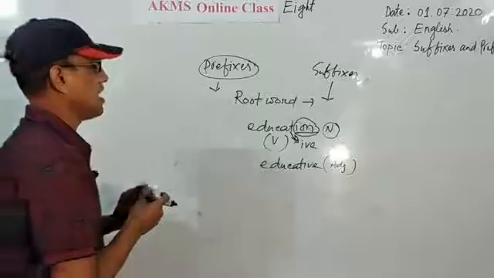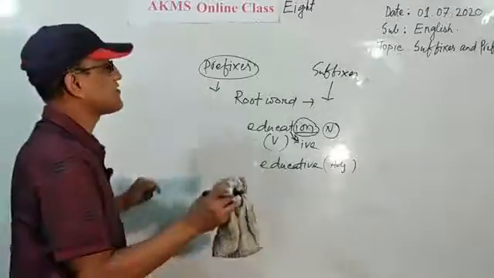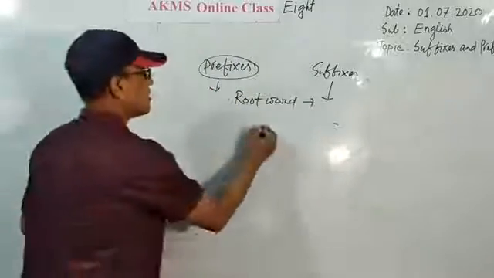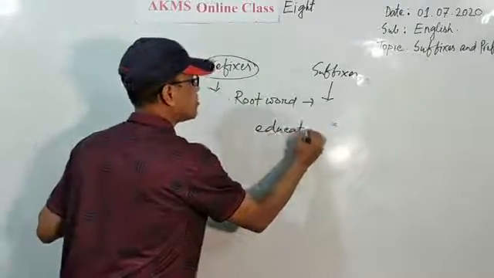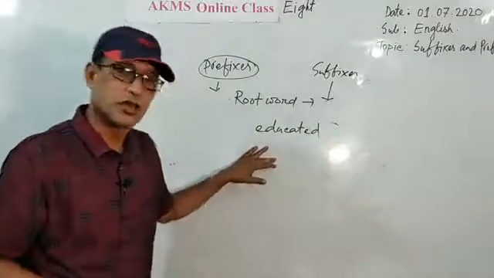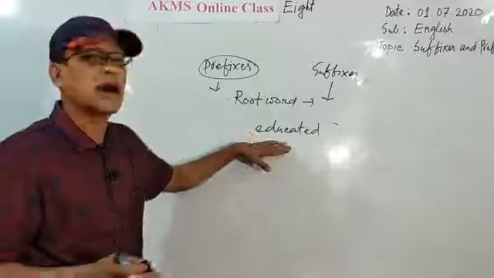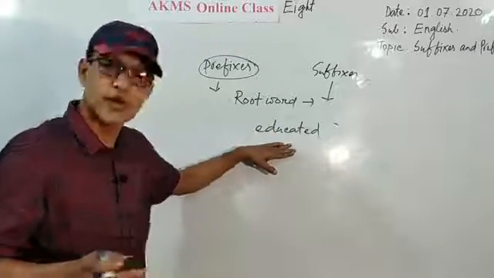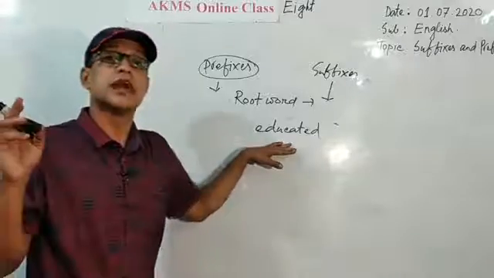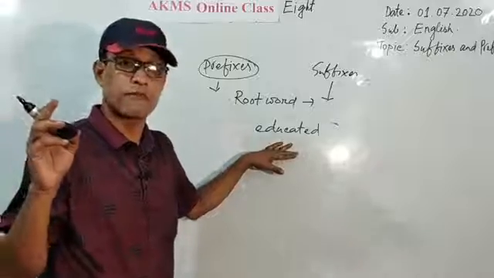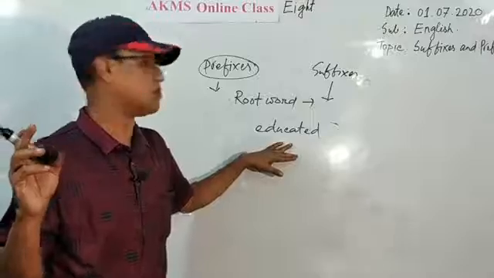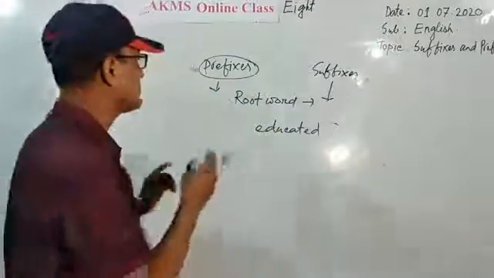Okay? And if you want to use prefixes, then educated, you know, it is an adjective. Educated. At the same time, it is the verb 3 form of educate, the past participle form of educate. All of you know that the past participle can be used as an adjective also. Educated is an adjective.